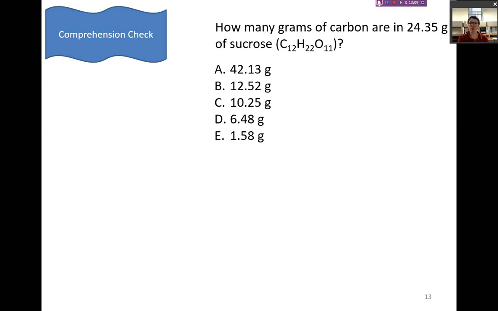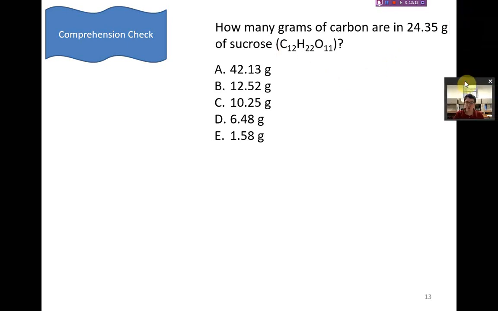All right, here's one last problem. This one is a little bit more difficult. So let's see if you can combine what you've learned into this problem. Go ahead and pause the video and try this one on your own.